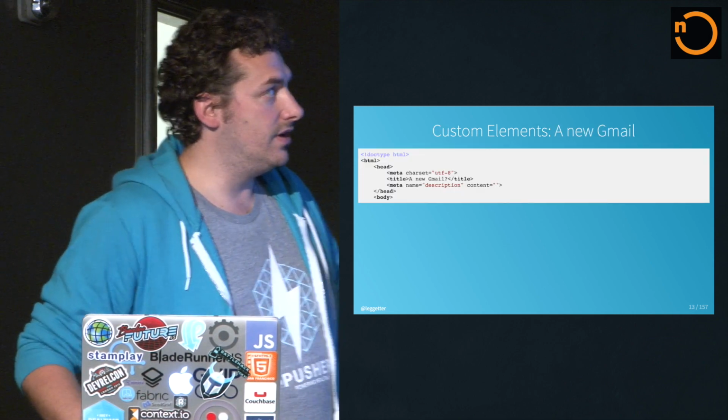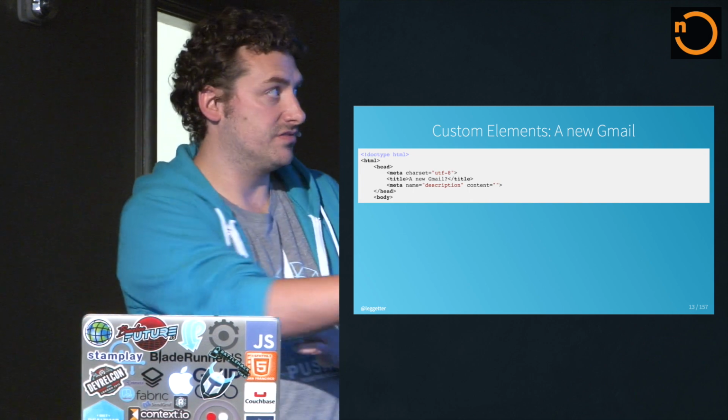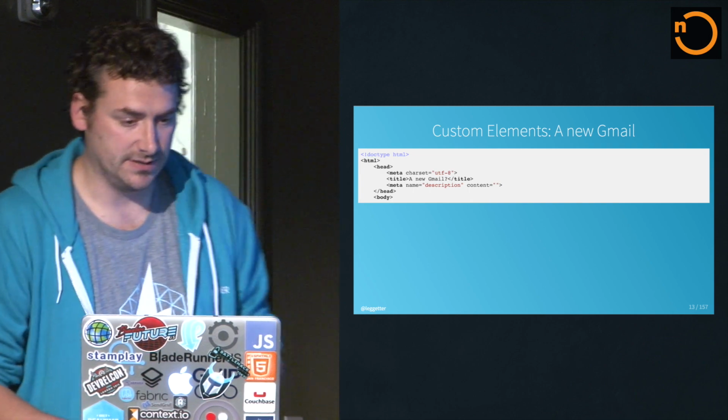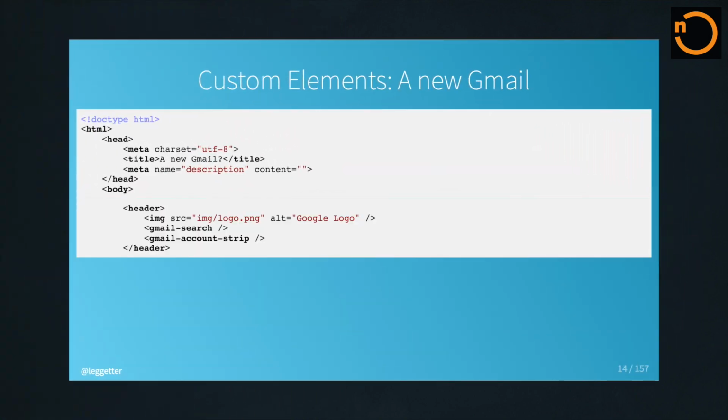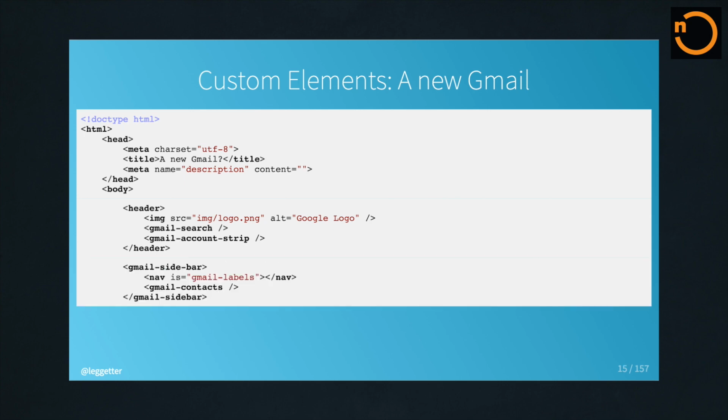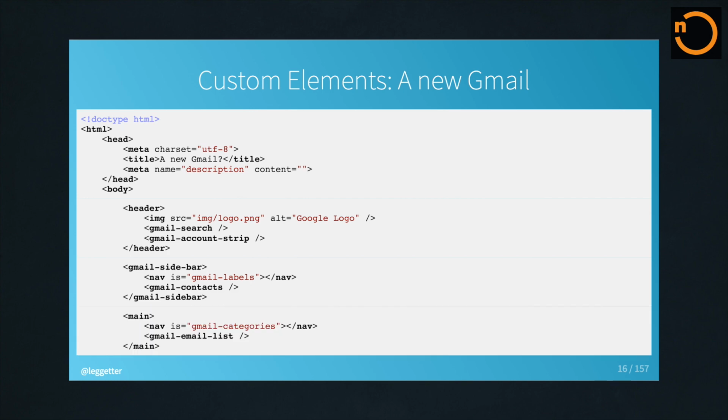Now this is probably a bit controversial, but it might be that a new Gmail would look something like this. We've got our head, we've got our body, we've got our header now because we've got HTML5 elements as well. And we actually have custom elements that define specific pieces of functionality for our application, so Gmail search, Gmail account strip. Now, there are arguments for and against this, and I don't have time to cover that today. There might be a Gmail sidebar with a navigation element, which are our Gmail labels, the ability to filter the actual emails that we're seeing. We've got contacts. We've got a main, which is obviously the main section in Gmail.